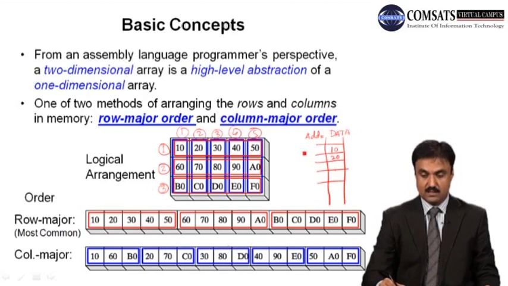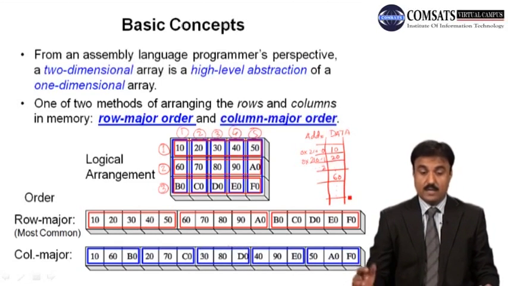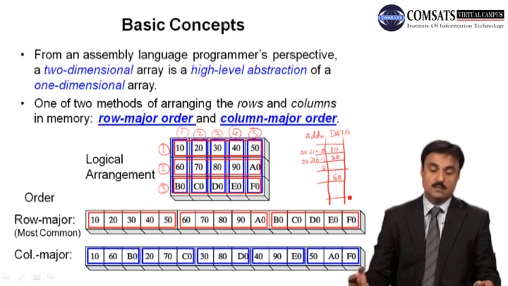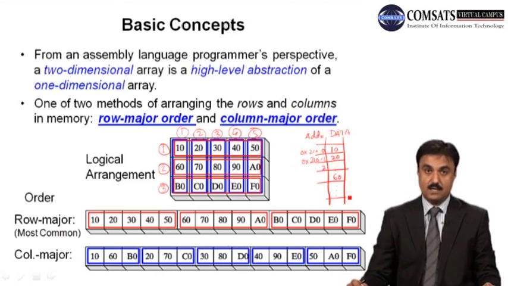So the addresses will be like 0x2100, something like this, and the next address will be 0x2101, 0x2102 and so on. So all these 5 elements will be stored here. Then the next row will start from 60 and so on, 60, 70 up to some value. So there are 2 methods of how we can represent these two-dimensional arrays inside a memory.